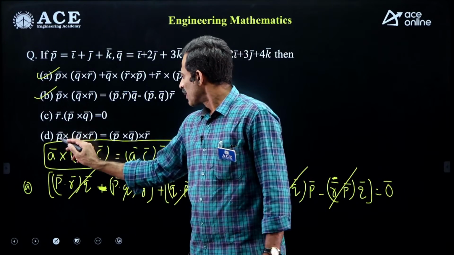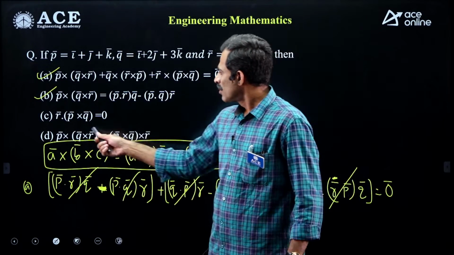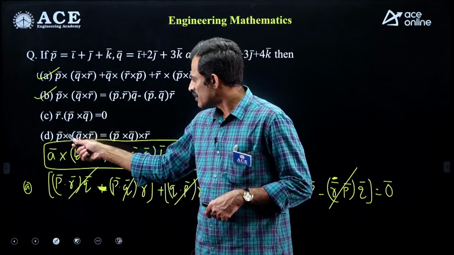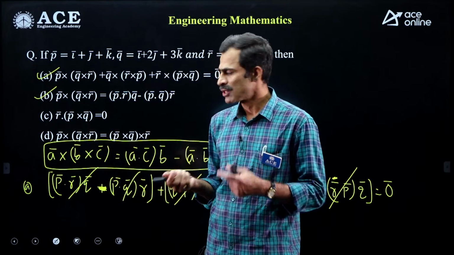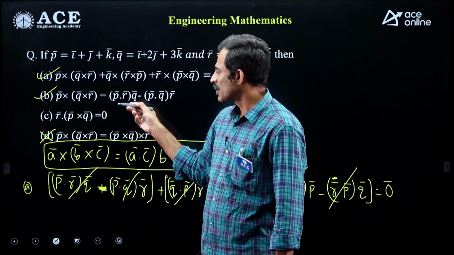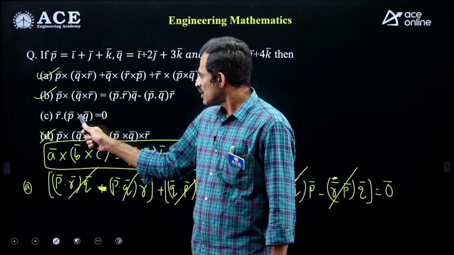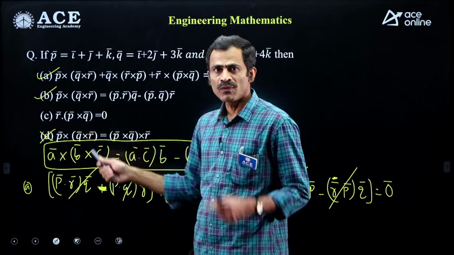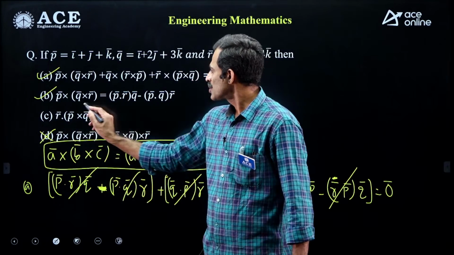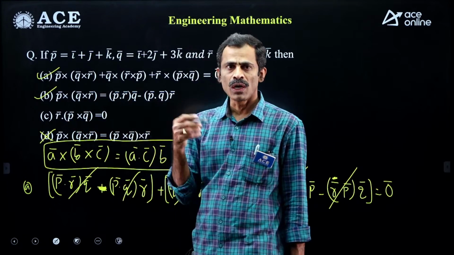Next, from the vector identities, our vector properties, we can say the cross product is not associative. So therefore this is also wrong. Now we check whether R bar dot P bar cross Q bar equals 0 or not. The cross product of two vectors is a vector, and between these two the dot product is a scalar. So we check whether P bar cross Q bar dot R bar is 0 or not.